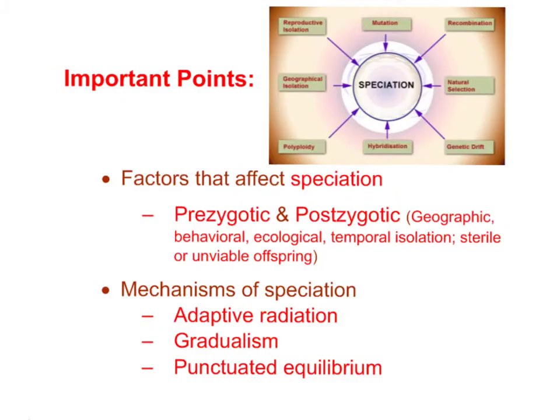Important points to remember. Remember the factors that affect speciation, those prezygotic and postzygotic barriers. We have geographic, behavioral, ecological, temporal isolation. The postzygotic, where we get sterile or unviable offspring, that ends up maintaining species and keeping them separate species. Mechanisms of speciation. Remember what we discussed about adaptive radiation and gradualism and punctuated equilibrium, different ways that speciation may occur, different mechanisms for that.